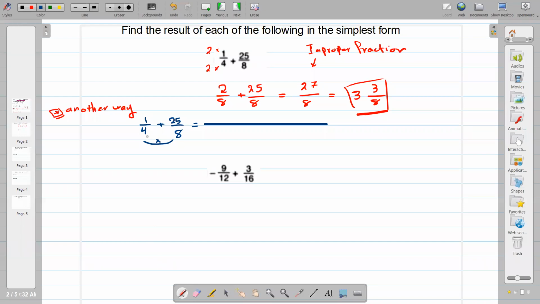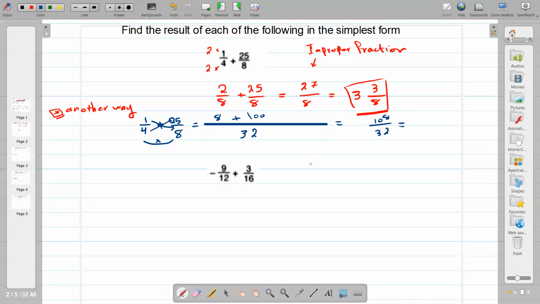So we multiply 4 times 8 is 32. And now we can make cross. 1 times 8 is 8. 4 times 25, this is plus. 4 times 25 is 100. Now the result will be 108 over 32.